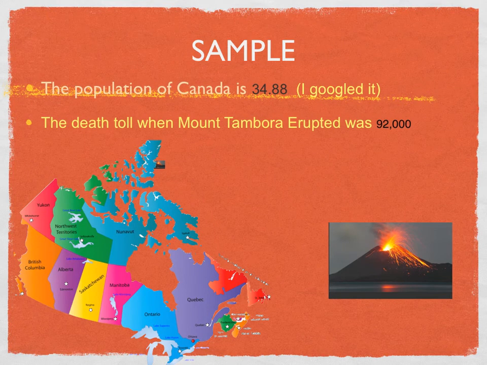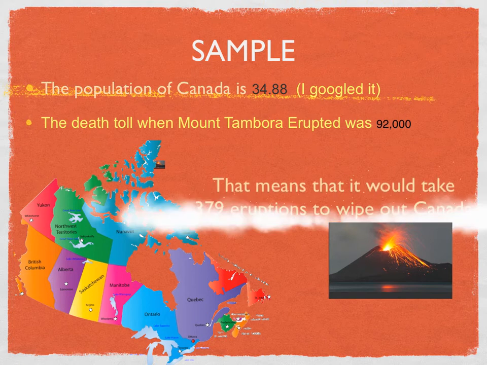The population of Canada is 34.88 million. I Googled it. The death toll when Mount Tambora erupted was 92,000. Now there were a couple others that were bigger, however, their death toll was not confirmed. This was the largest confirmed eruption.